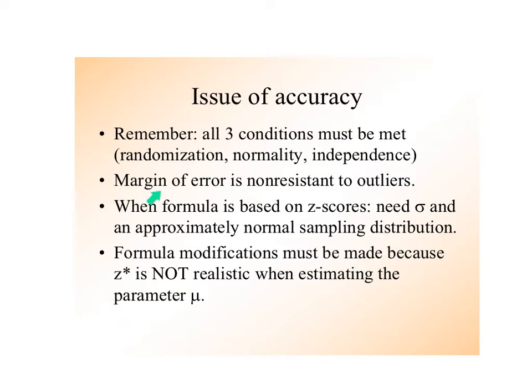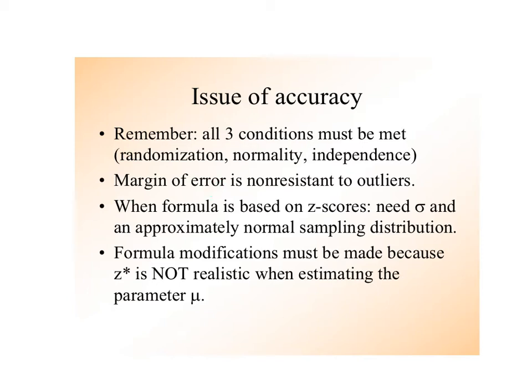And one thing we have to realize is that the margin of error is non-resistant to outliers. So again, what does non-resistant mean? It doesn't resist change. So if there's outliers in the data, then that greatly affects the margin of error, because the margin of error is dependent on the standard deviation, and the standard deviation is a non-resistant value, meaning if there are outliers in the data, that'll greatly change the standard deviation. Changing the standard deviation greatly changes the margin of error.